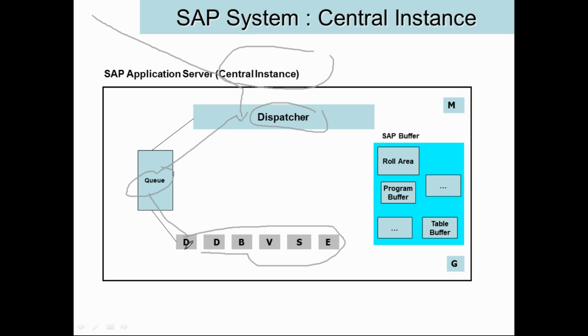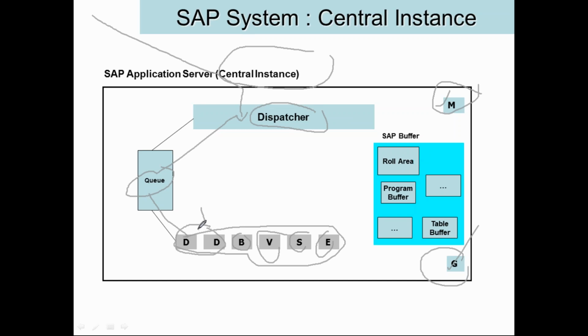In this diagram, how many work processes are available? Sir, 10. 7. The two dialogues are repeated, so as dialogue is only one, it is considered as one. One, two, three, four, five, six and seven. This is called a central instance.